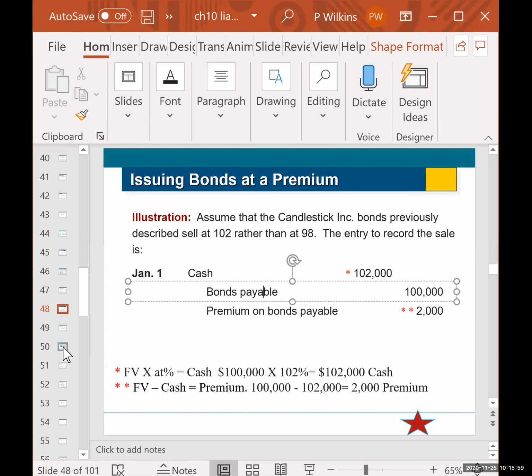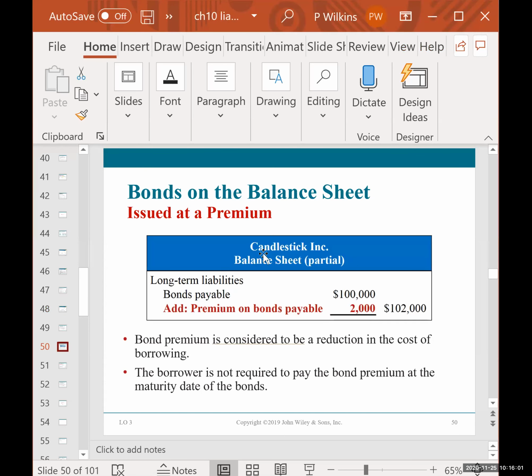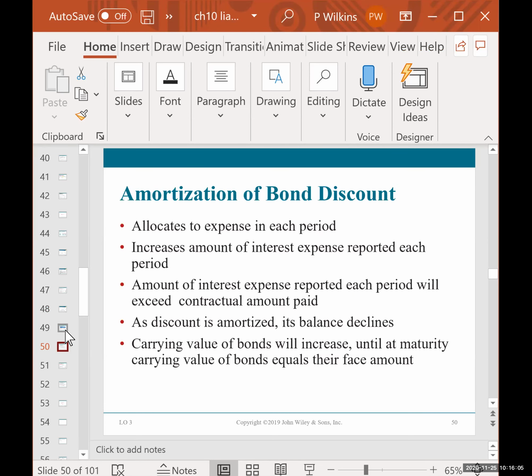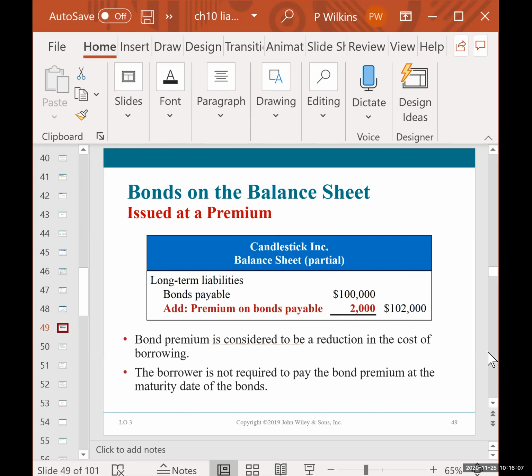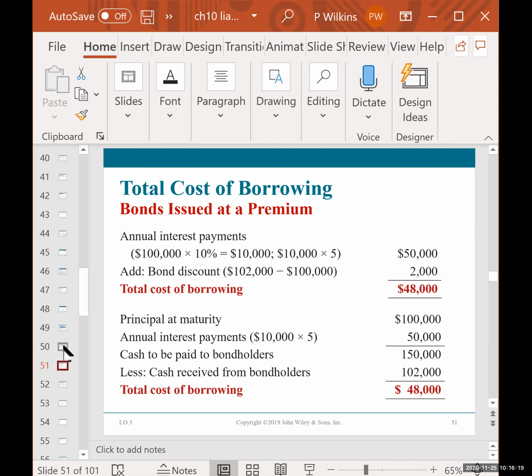Let's go to the next one. Okay. And then this is showing you what the issuance of bonds at a premium would look like on the financials, how they show it. We looked at one, how they do it at the discount. This is how they would do it at a premium. All right. Then this is again showing the cost of borrowing, which again, we're not going over that, but if you want to look at that, you can look at that.